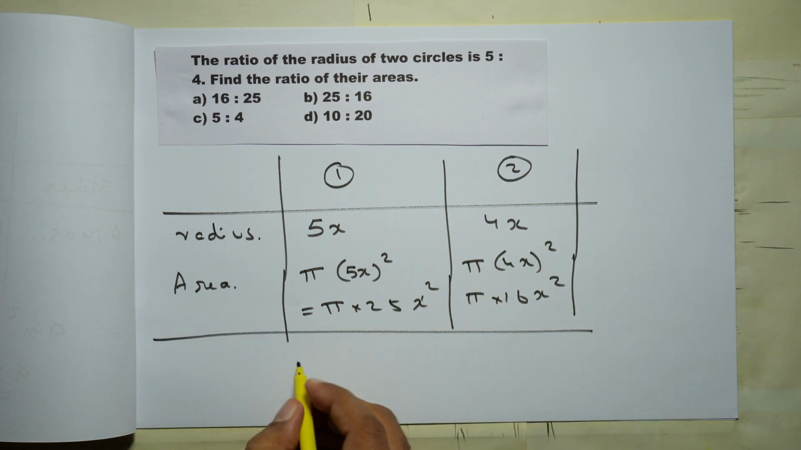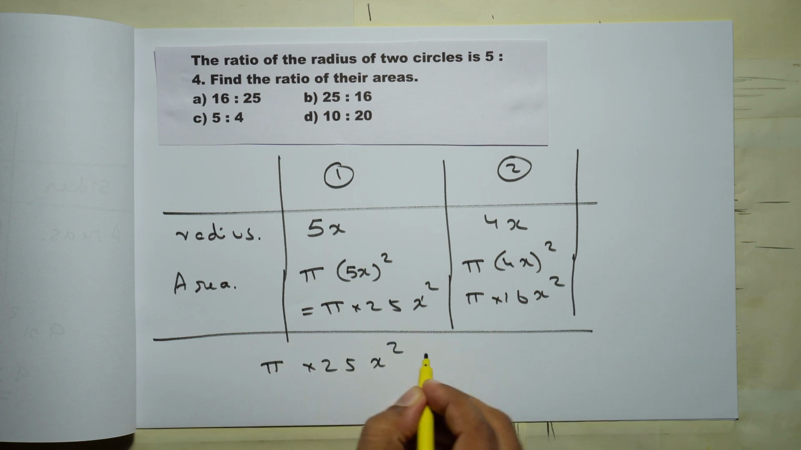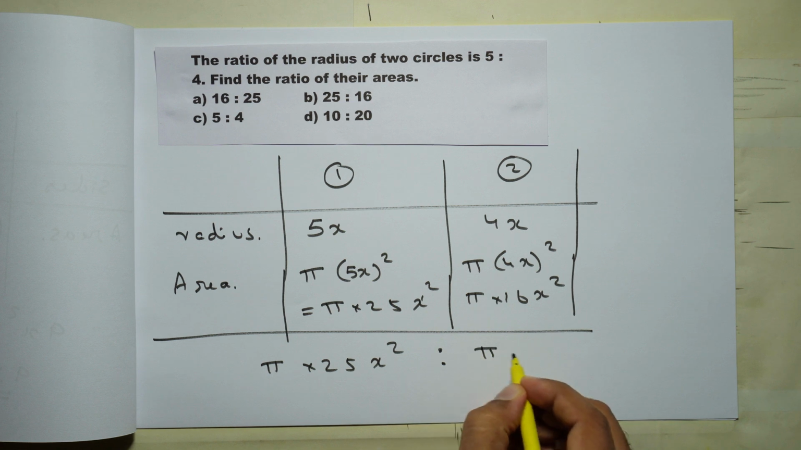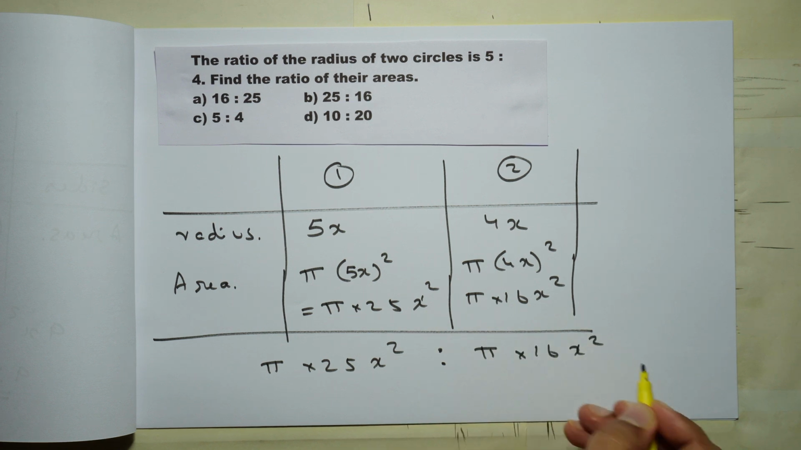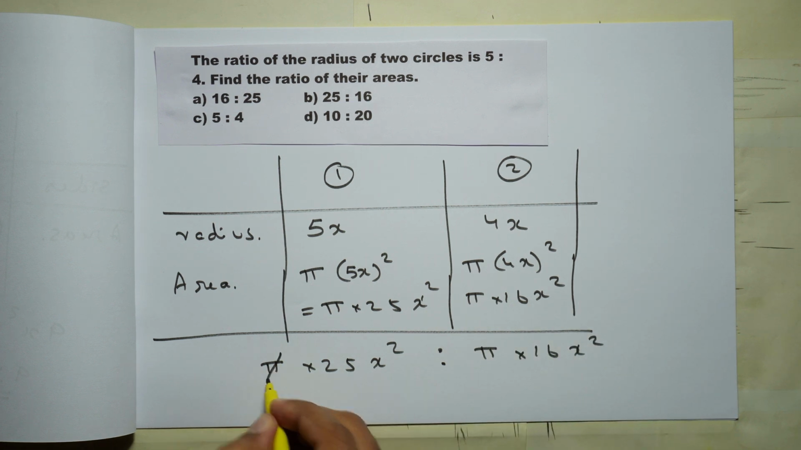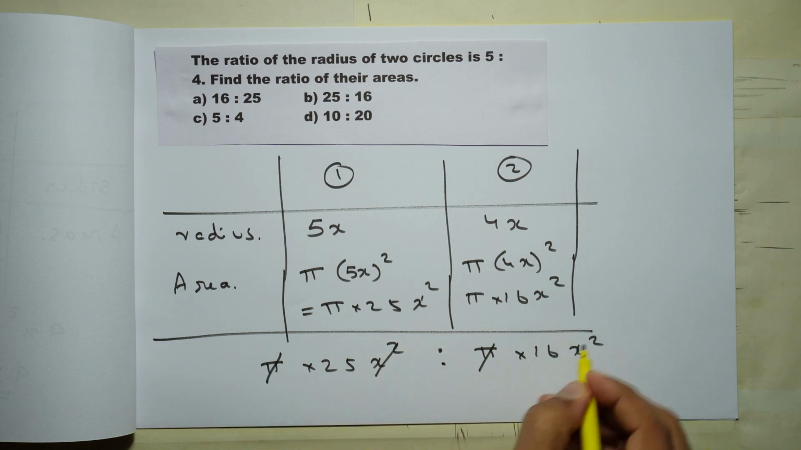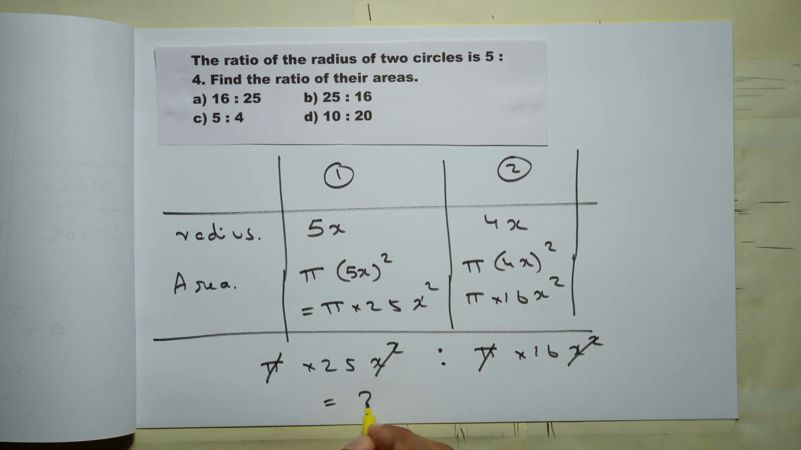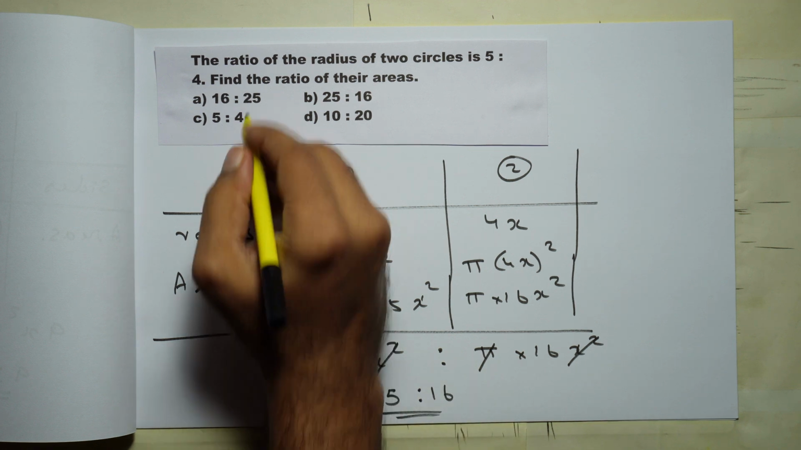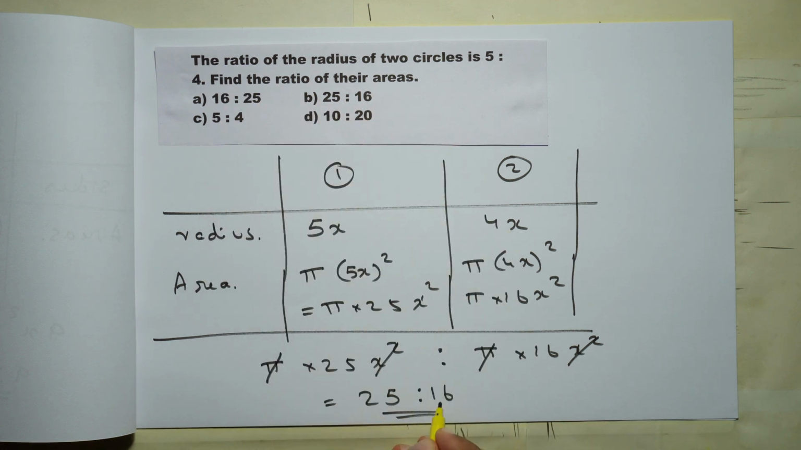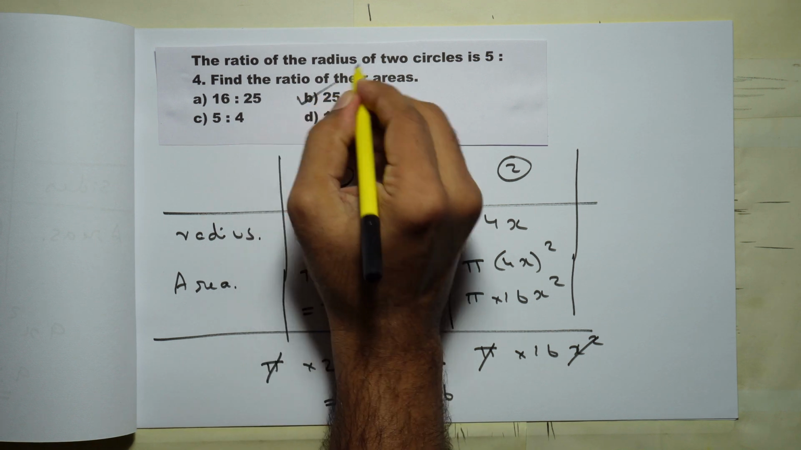So their areas are pi into 25 into x square is to pi into 16 into x square. This is the ratio. So pi and pi I'll cancel, x square and x square I'll cancel. So you'll get the ratio as 25 is to 16. So ratio of their areas will be 25 is to 16, option B.